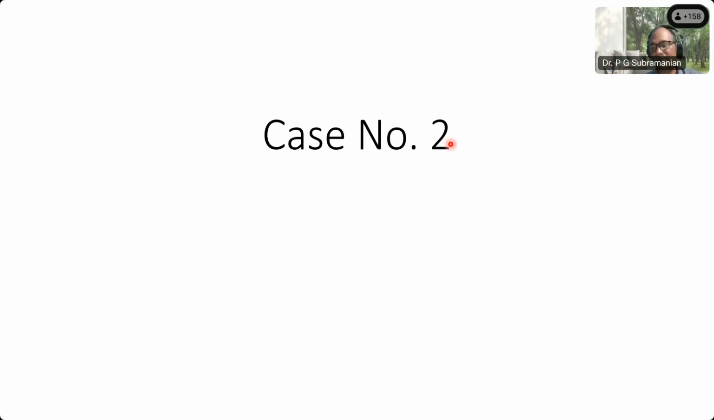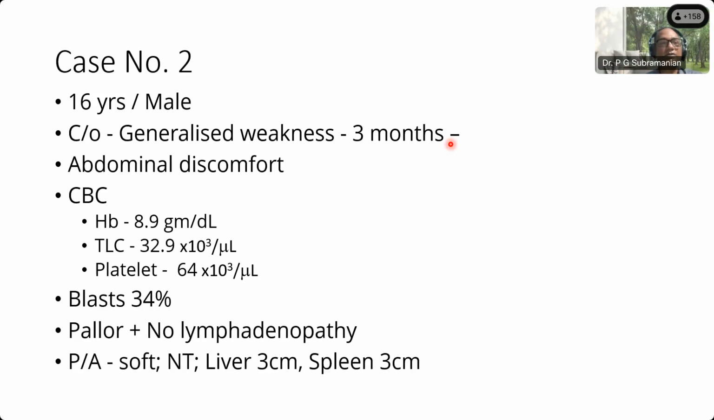So next case is case number 2. Again, a 16-year-old male, with generalized weakness and abdominal discomfort. CBC is again showing anemia and high counts. Platelets are relatively high as compared to the previous case. Peripheral blood blasts were 34%. There was pallor, but no lymphadenopathy. But the liver and spleen were palpable in the patient.